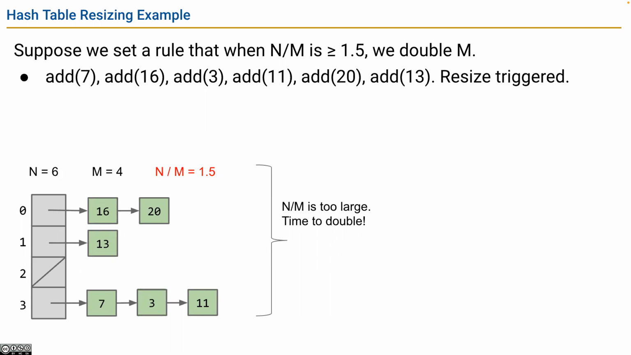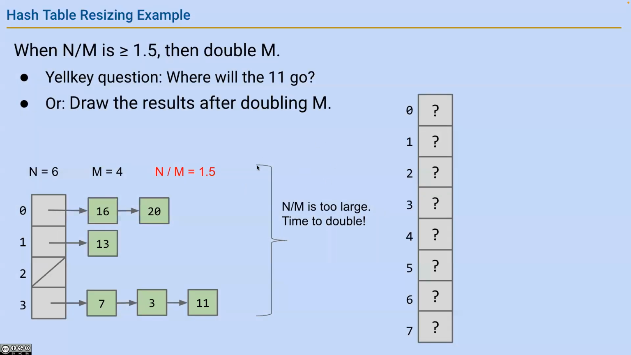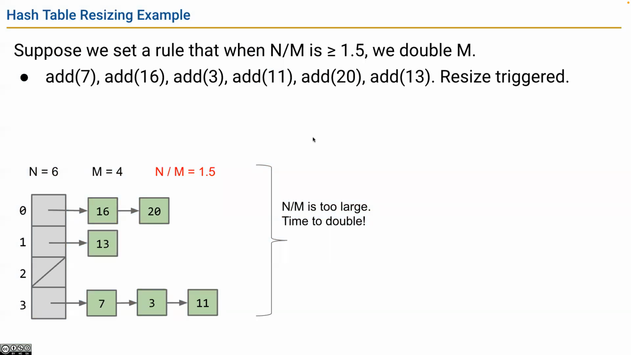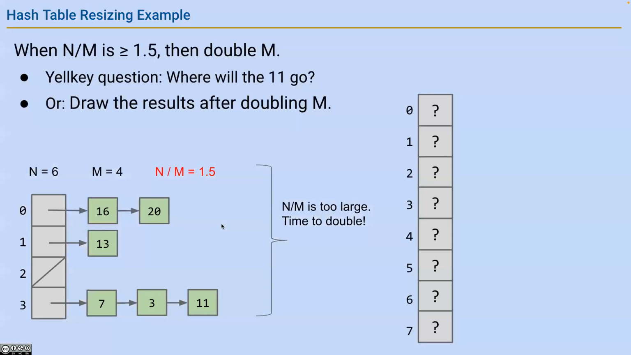I don't actually have a clicker question, but you can think of it as one. When I add 13, I resize. The process of that resizing is going to involve everything. Now, I'm going to note our reduction function changes. It used to be mod 4. Now it's mod 8. So all of these items need to go somewhere. The question for you is, where does the 11 go? Maybe not now, but later, you could draw the results after you double m, all the numbers. But figure out where 11 goes. I'll give you 30 seconds to think about that. This is not an actual clicker question, just a clicker-esque question.